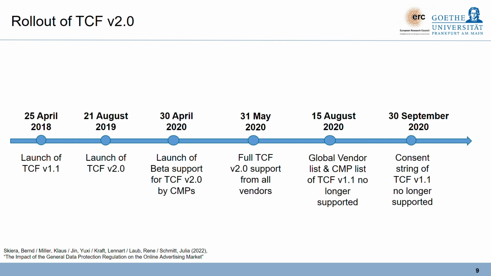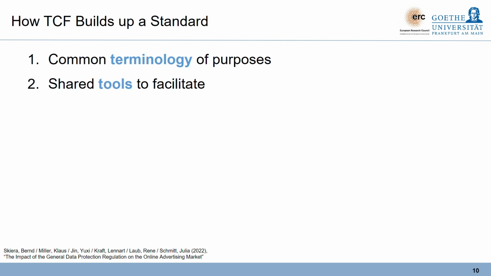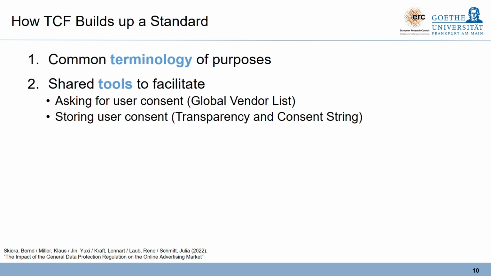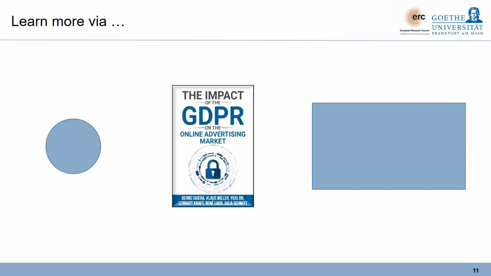The TCF builds up a standard in 3 steps. First, it creates a common terminology of purposes shared by all participants. Second, it provides tools to facilitate asking for and storing user consent. Third, it creates a procedure to check whether partner firms have user consent before transferring data between firms. We will introduce the 3 steps in more detail in the other episodes of our video series.